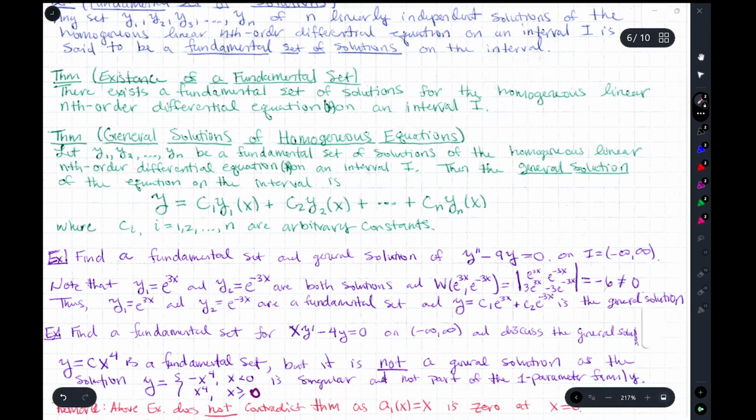And that highlights the importance of the assumptions that we made for this section: that a sub n of x must be non-zero for the entire interval, and that all the coefficients must be continuous there. That way we don't get any singular solutions, and we can rest assured that once we have a fundamental set, we can get a general solution.